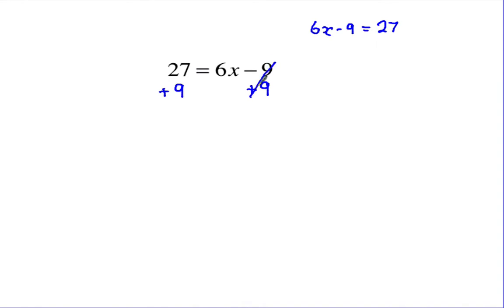That will make that disappear from this side. So now I've got 6x over here, and 27 add 9 gives me 36 on this side. That's 6 lots of something is 36, and that tells me that x is 6.